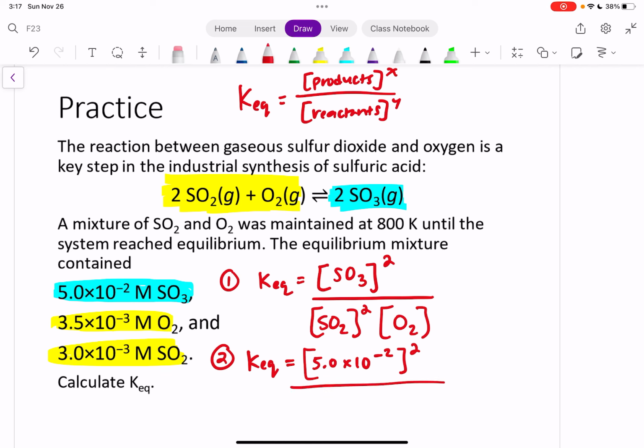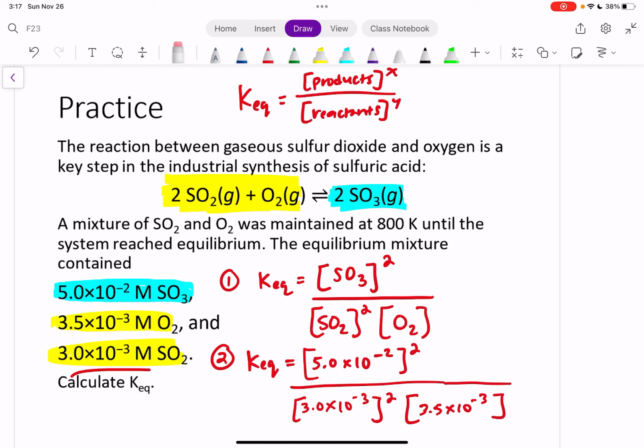And then on the bottom, we've got SO2. That's going to be 3.0 times 10 to the minus 3, just taking this concentration here. And remember, that's raised to the power of 2. And then we've got multiplied by 3.5 times 10 to the minus 3. And that one's just raised to the power of 1.